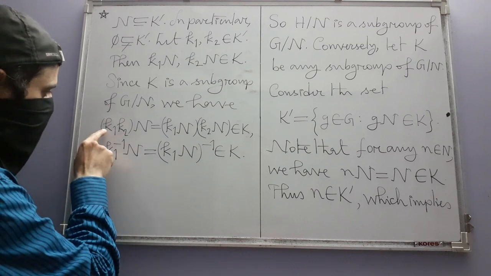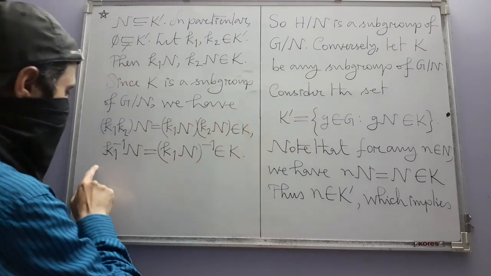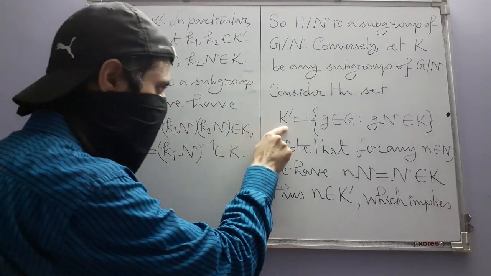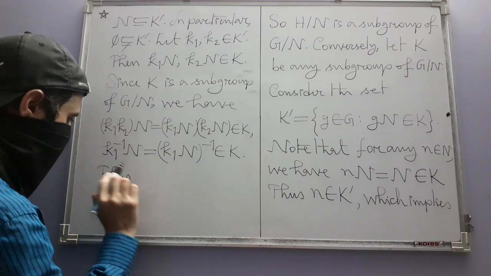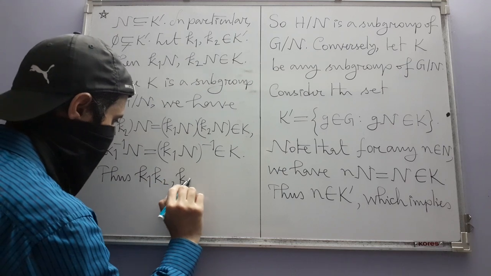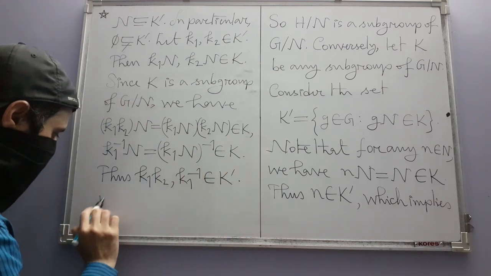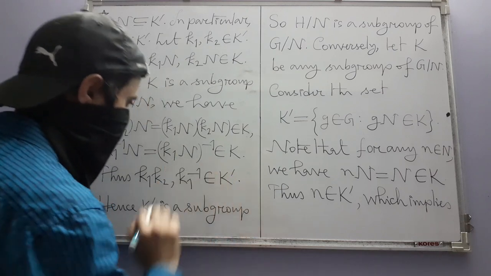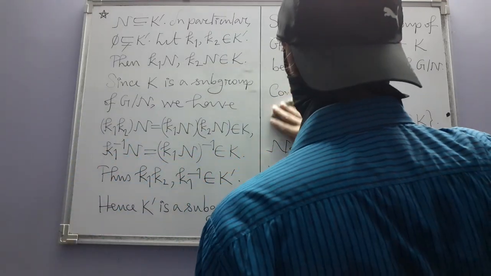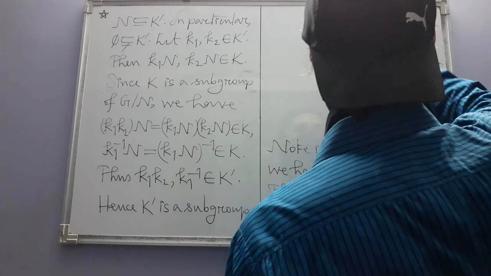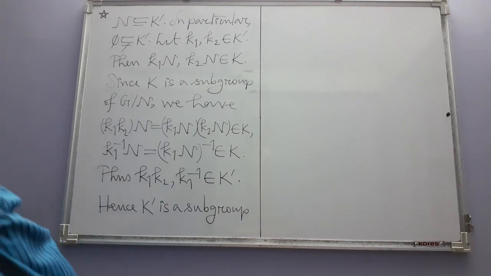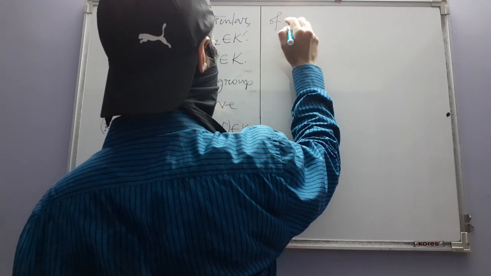Now look at this condition. The coset K1K2N belongs to K, and the coset K1 inverse N belongs to K. So these things put K1K2 and K1 inverse in K prime. Hence, this is a subgroup of G.